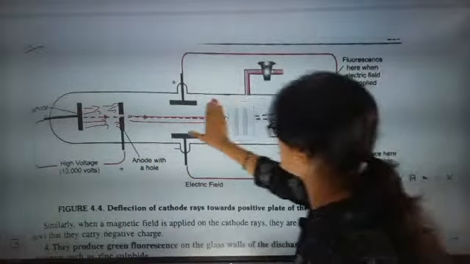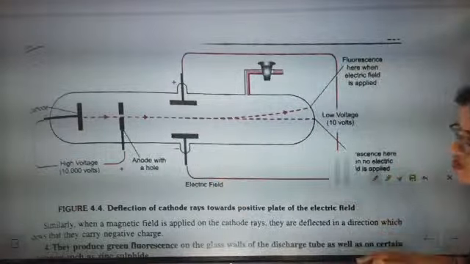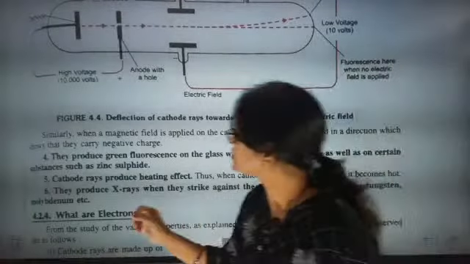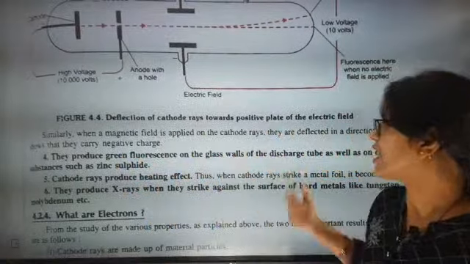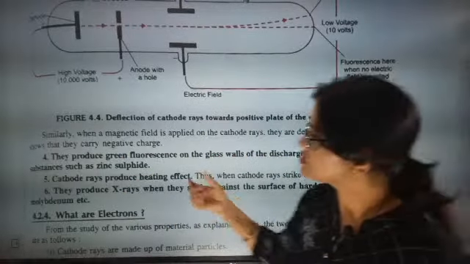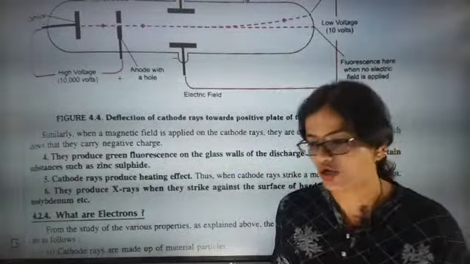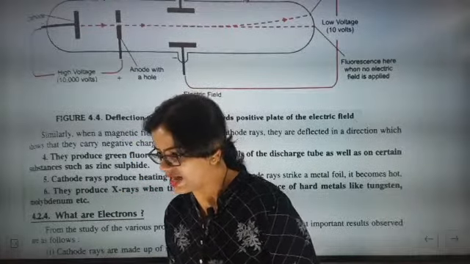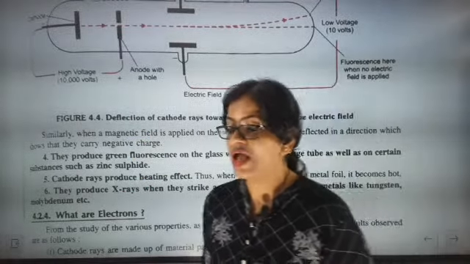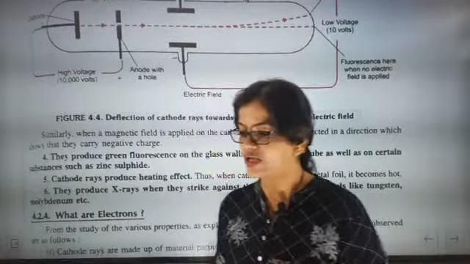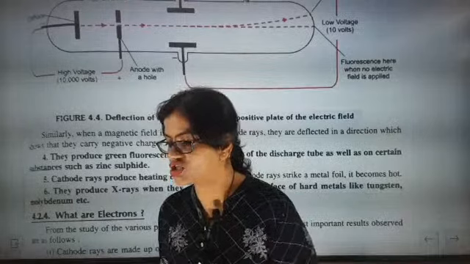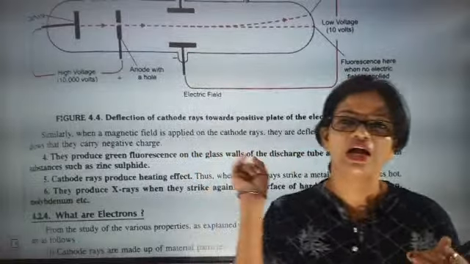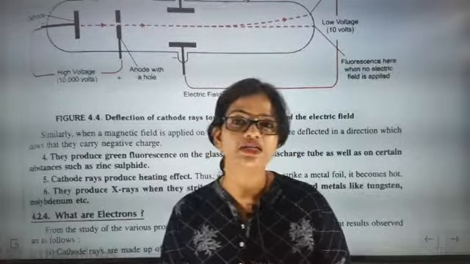This is a very, very important point. Okay. Now we are going to go towards all the properties we have traced out. The next property they are telling is that they produce green fluorescence on the glass wall of the discharge tube as well as on certain substances such as zinc sulfide. That is not so important a property. The most important properties are that cathode rays travel in a straight line. They are made up of particles, very good, and they are negatively charged. The three important points you have written, Ekta, Darshini, Krisha, that is absolutely correct, beta. They are negatively charged, they travel in a straight line, and they contain material particles.